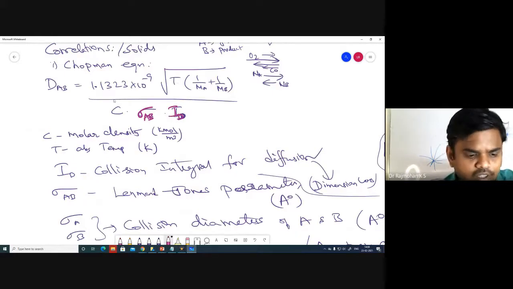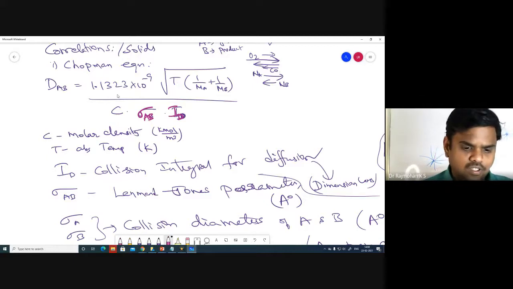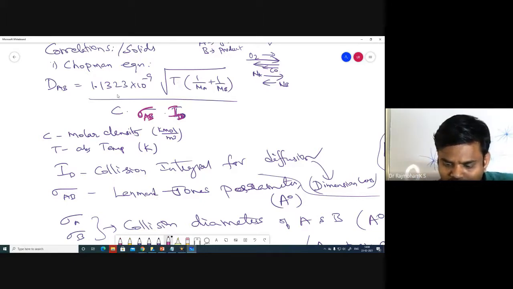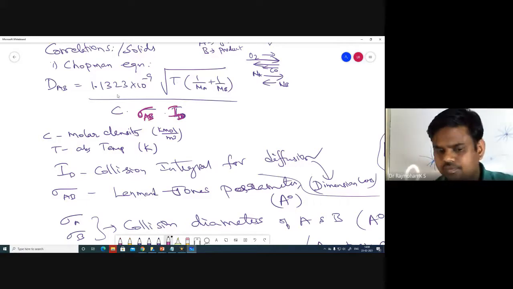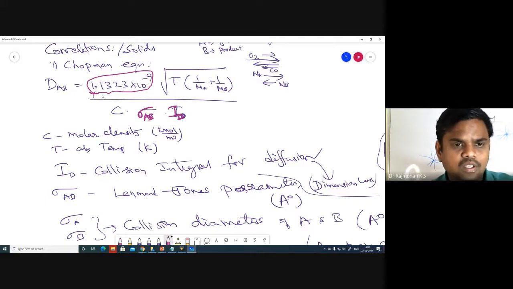Actually there is some modification done in this equation. This value will change depending upon some of the parameters, right? So this can be replaced with a constant term, let me say B, so that we can have a different expression. That we are going to see now.